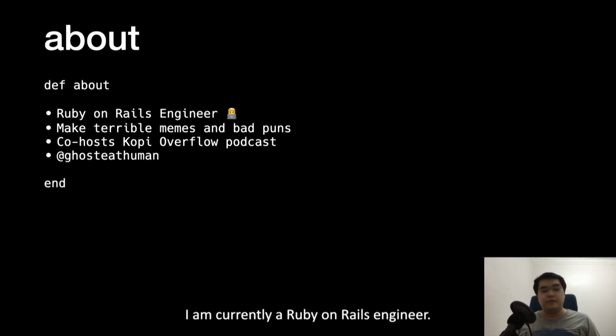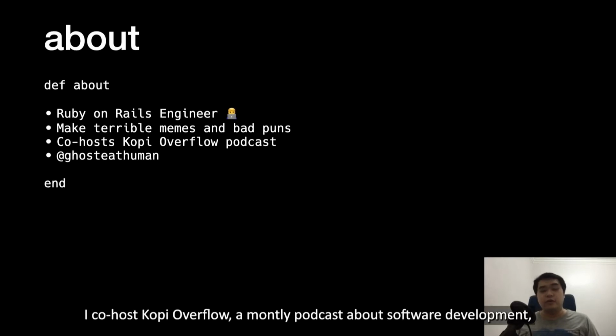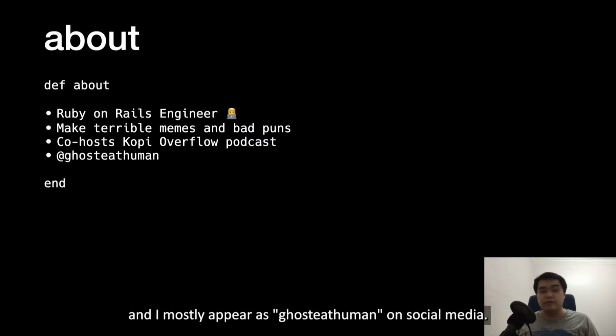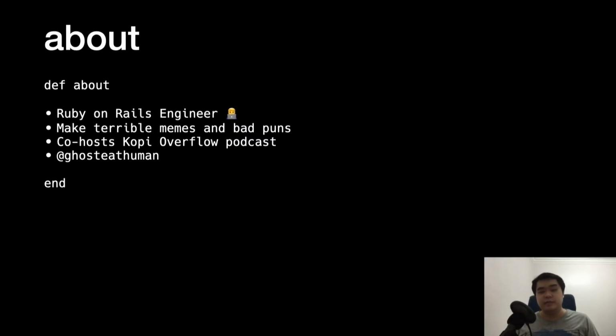A bit about myself. I'm currently a Ruby on Rails engineer. I make terrible memes and bad puns. Don't worry, you'll see some of them in this talk. I co-host Copy Overflow, a monthly podcast about software development, and I mostly appear as Ghost Eat Human on social media. It's a pun on my name. I don't actually eat people.